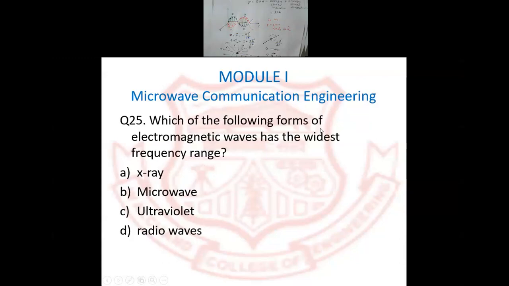Next one. Which of the following forms of electromagnetic wave has the widest frequency range? X-ray frequency band, microwave frequency band, ultraviolet, or radio wave. The answer is D, right? X-ray and microwave have limitations in the frequency range. Ultraviolet is a specific band, while radio is the full band. That's why the answer is D.